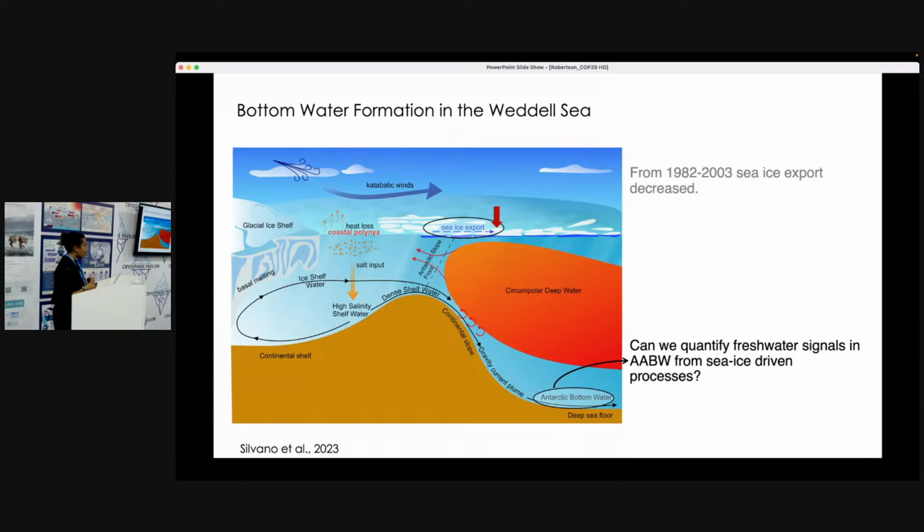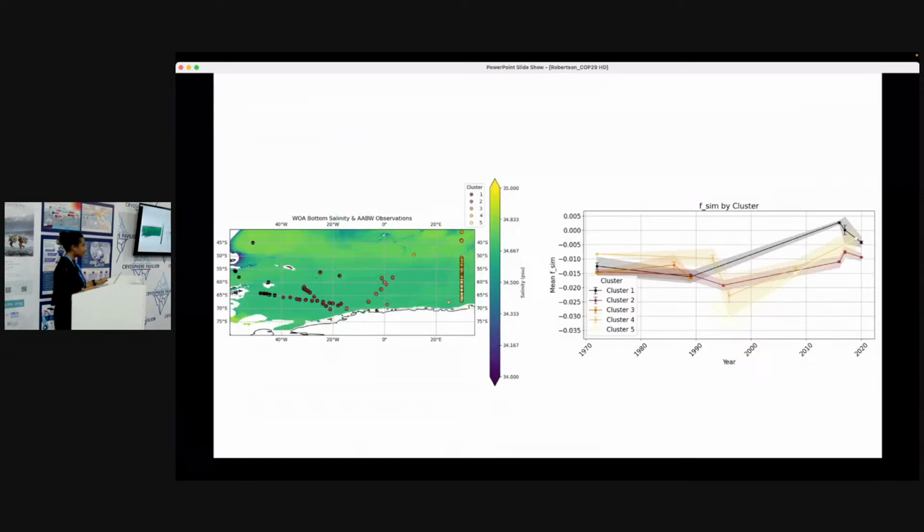As a result of that, one of the questions that we're asking is whether we can quantify freshwater signals in Antarctic bottom water from these sea ice-driven processes. So, looking at observations of Antarctic bottom water, I've broken them down into different regions, which are colored by different clusters on the map on the left, and in a time series on the right, showing the sea ice melt fraction that contributed to the Antarctic bottom water.